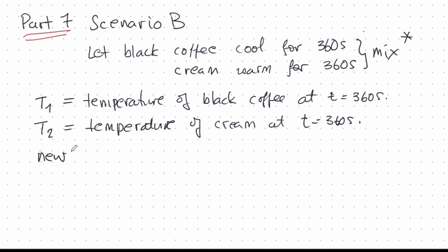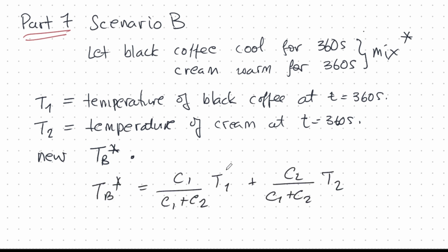We need to find the mixing temperature. What's the result? We'll call that TB star. That's our mixed temperature for scenario B. And we find that exactly the same way using thermodynamics, conservation of energy, and all that, just like we did for scenario A. I'll just give you the answer here.